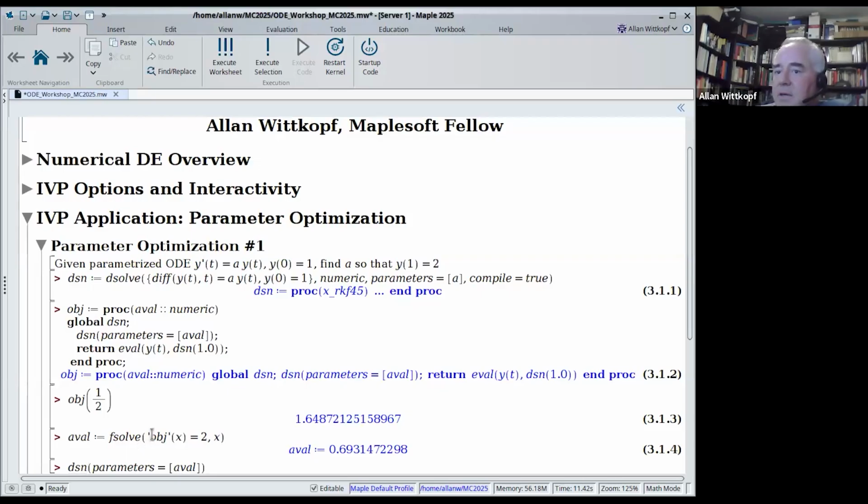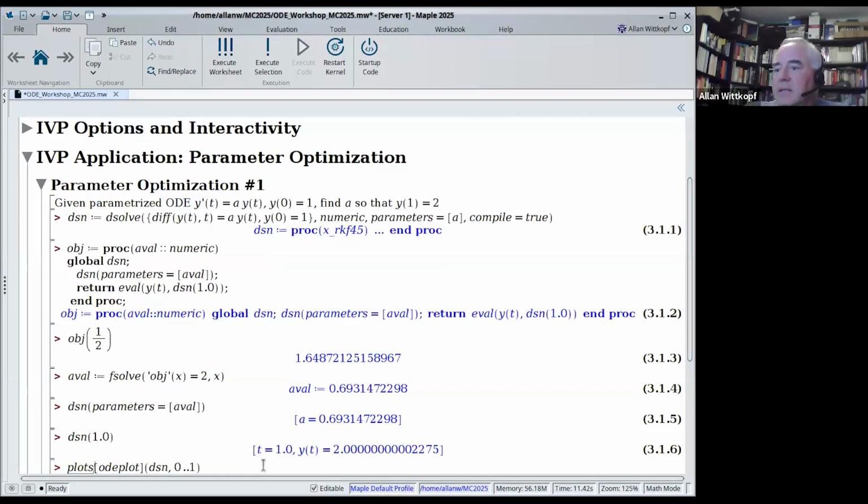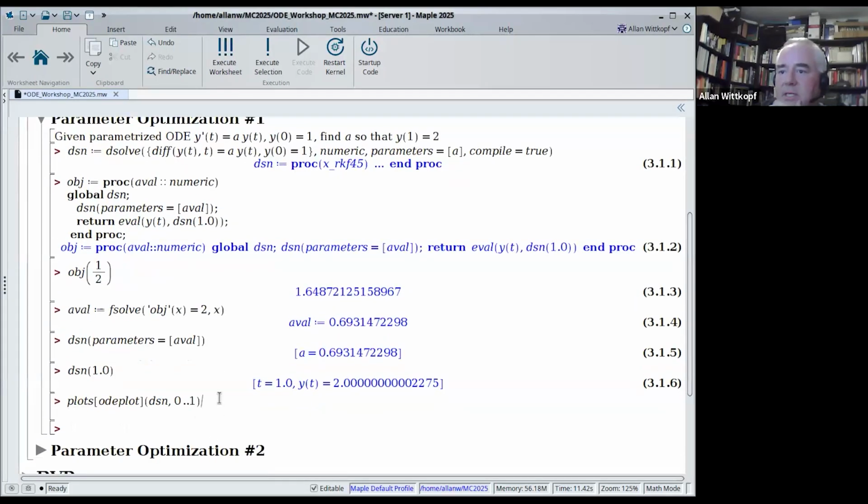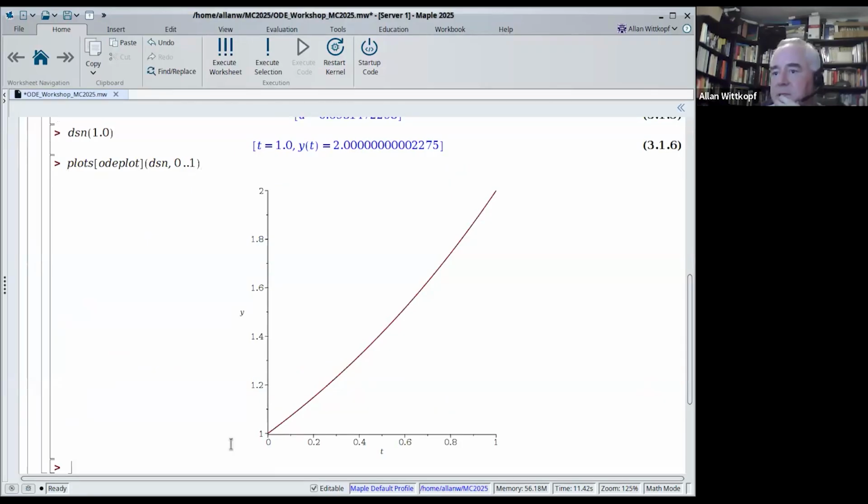So you can say fsolve objective of x is 2 and get a value. We can set it and check it. And there we are. So this is a good way of being able to use a dsolve numeric procedure directly in an objective function for optimization. And we can just look at the plot of this, but it's pretty straightforward, 0 to 2, exactly what's expected.